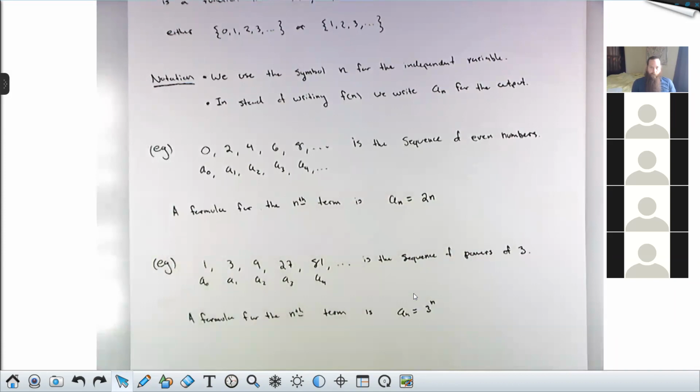3 to the 0, that would be A0, that's 1. 3 to the 1, that would be A1, that's 3. 3 to the 2 would be A2, that's 9. 3 to the 3 would be A3, that's 27. 3 to the 4 would be A4, is 81.